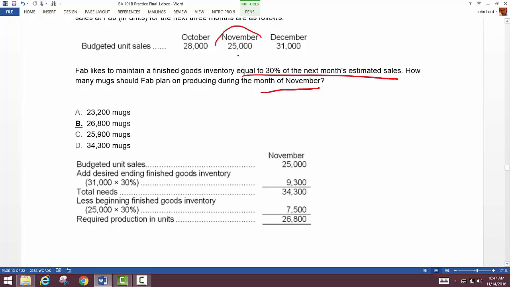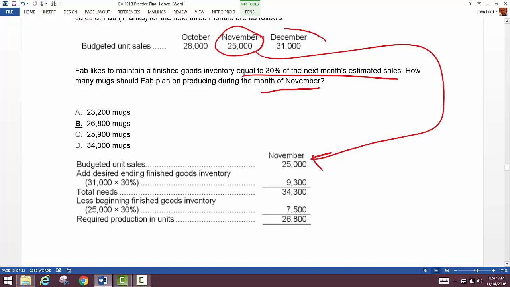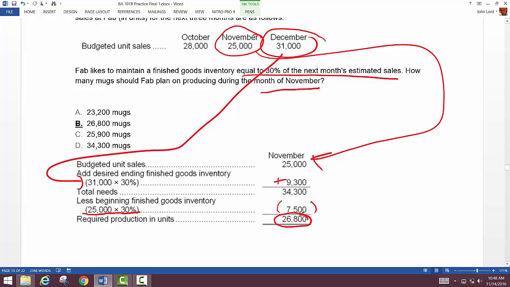Since I know I want to try to sell 25,000 mugs in November, I figure, okay, I'm going to make sure that I at least produce 25,000. But then I want to have 30% of the next month's sales. Well, the next month's sales is December, isn't it? That's 31,000. And so I need 30% of that, or 9,300, to be available in ending inventory at the end of November. But I would have started November off with 30% of what I needed for November, right? So I can subtract that out, and that gives me the answer here, 26,800.